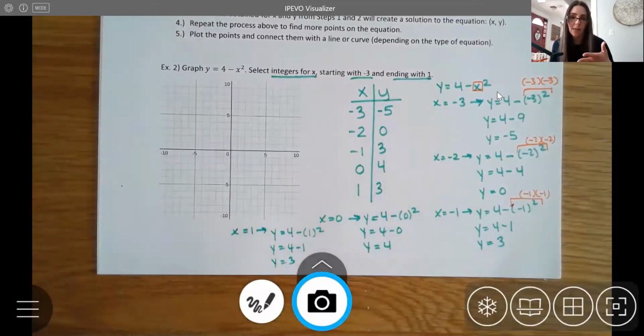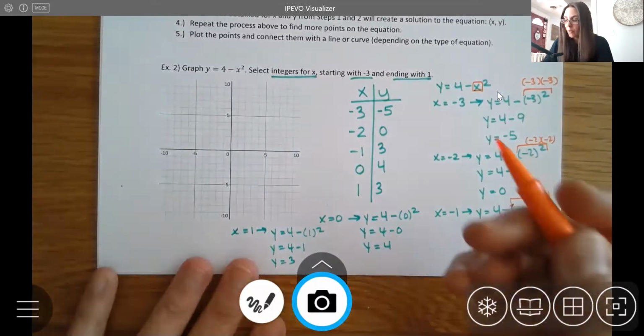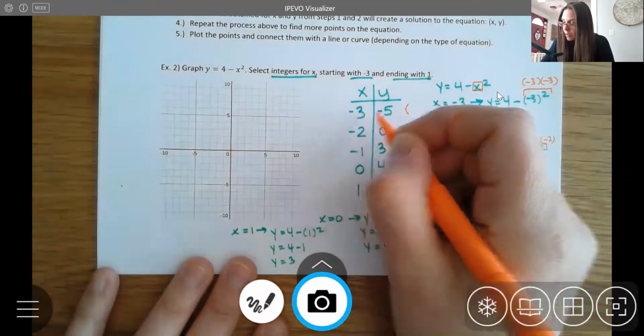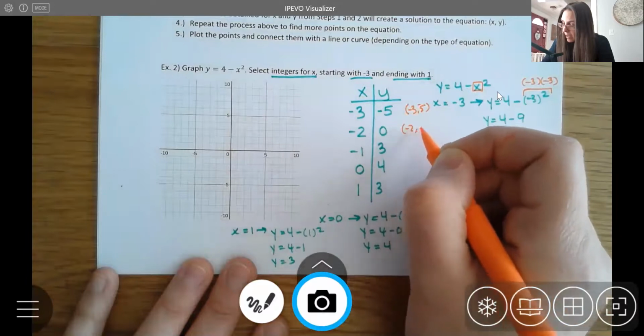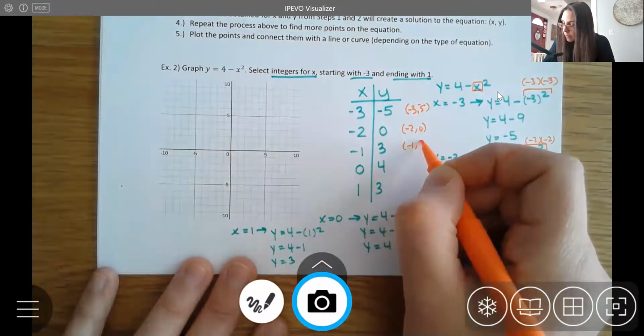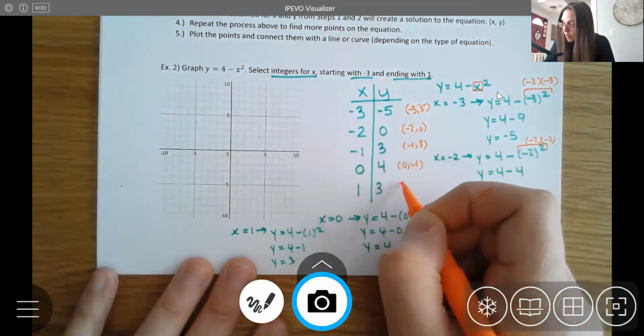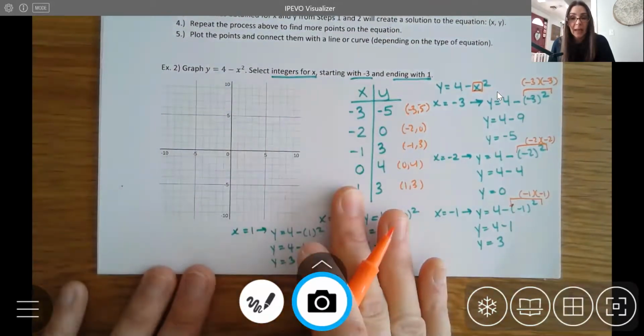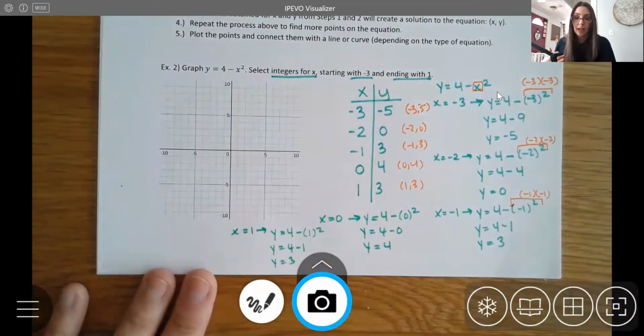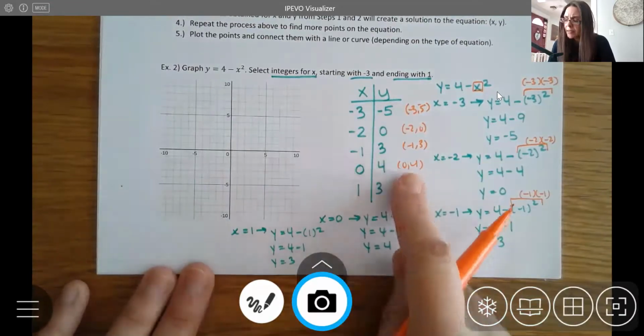Now, you can leave the table. I think the table is pretty nice and organized, but if you prefer to write it as points, each of these is a point. So this is the point (-3, -5). This is the point (-2, 0), (-1, 3), (0, 4), and (1, 3). So you have all your points there. For me, I just like to have that nice table form. I find it easier to keep myself organized along the way. But it's still the same points.